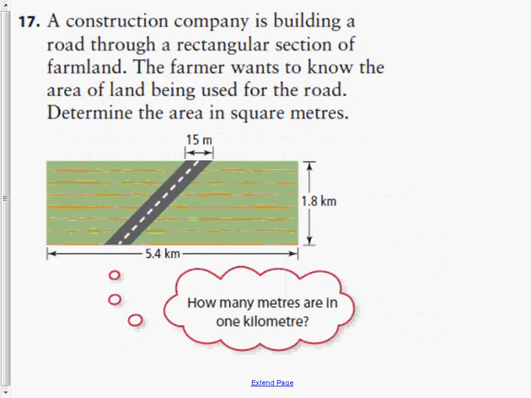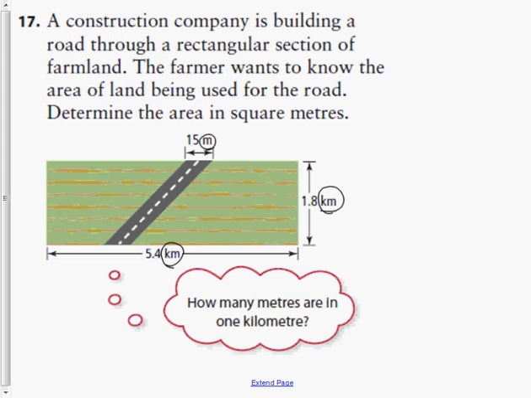Question 17 says a construction company is building a road through a rectangular section of farmland. The farmer wants to know the area of land being used for the road. Determine the area in square meters. So this is kind of a little bit tricky, because what we have to be careful of is this unit is kilometers, this unit is kilometers, and this unit is meters.